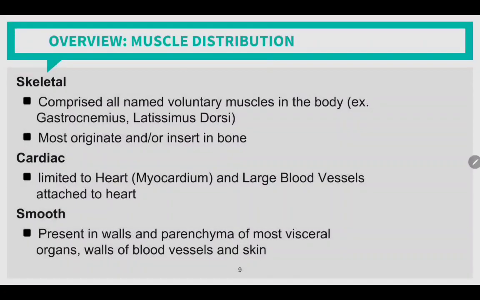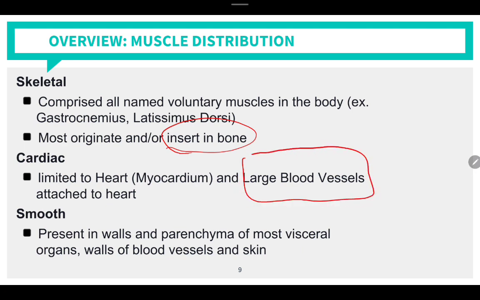Let's check the muscle distribution of each muscle type. The skeletal muscle comprises all named voluntary muscles in the body, for example the gastrocnemius and latissimus dorsi, and most originate or insert in bone. The cardiac muscle is limited to the heart and, remember, the large blood vessels attached to the heart.